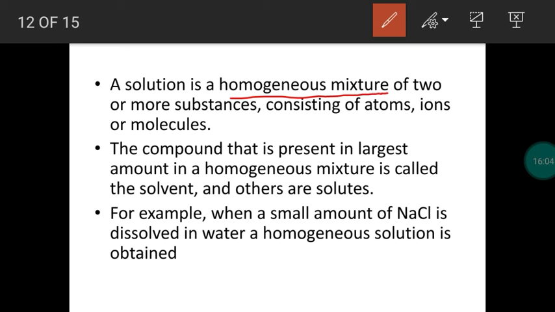In a homogeneous mixture, there will be homogeneity. You cannot differentiate the components. Take sodium chloride in water. When 5 gram of sodium chloride is added to 100 gram of water, you will get only a clear solution. You cannot say this is a sodium chloride particle, this is a water molecule. Like that, you cannot differentiate. The components are uniformly distributed throughout the mixture. It is called a homogeneous mixture. So a solution is a homogeneous mixture made up of two or more pure substances.